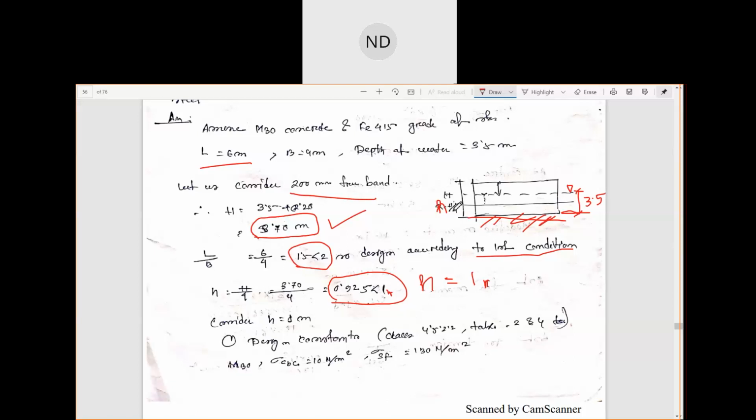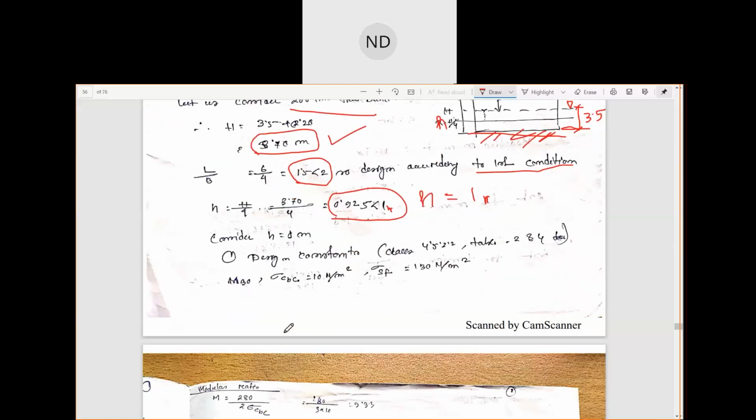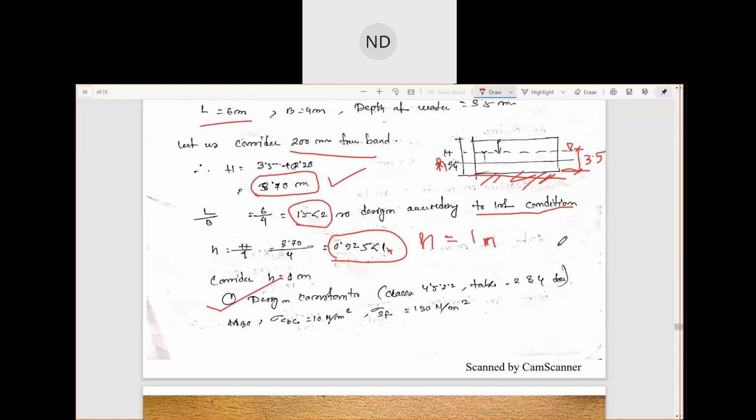Now there will be some design constants. For that you will require IS 3370 part 2 2009. I don't have it here with me now. This hard disk is also not working. So you can note it down somewhere, IS 3370 part 2 2009, we will be using. Now we have considered our h to be 1 meter. Now design constants will be according to clause 4.5.2.2, table 2 and 4 of IS 3370.